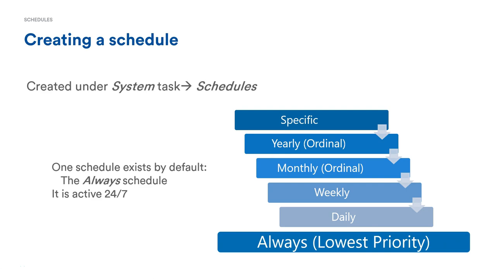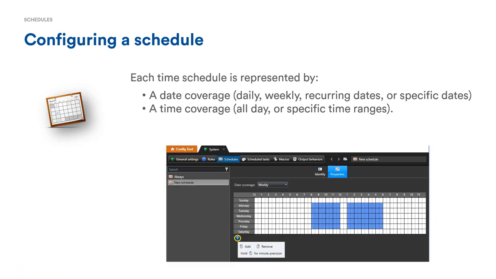When creating a schedule, it is important to remember the type of schedule you are creating. In Security Center, one type of schedule can override another. In the image here, you will see the daily schedule type has the lowest priority and works its way up to the specific schedule having the highest priority. There are two main components to every schedule: date coverage, which could include daily, weekly, and any reoccurring dates, and secondly, a time coverage, whether all day or a time range.